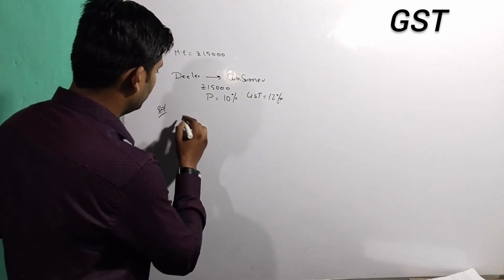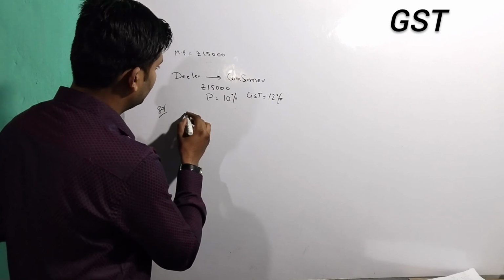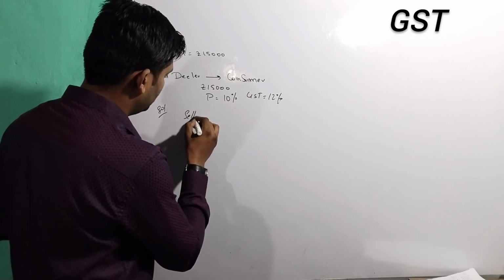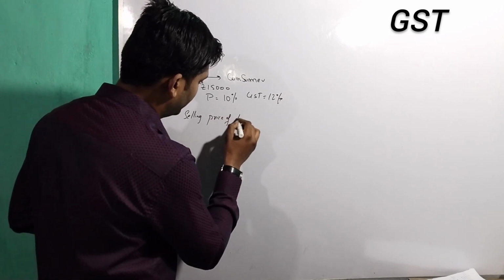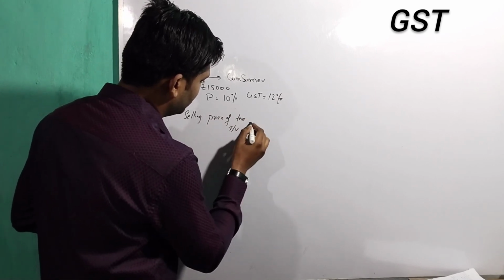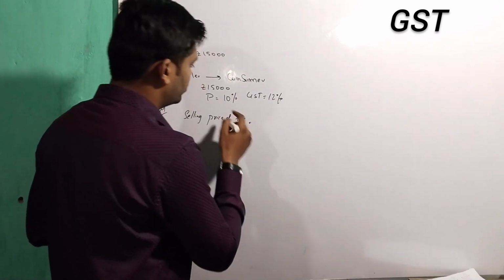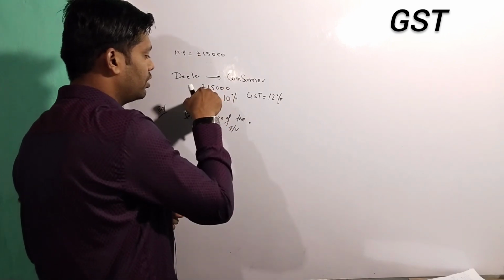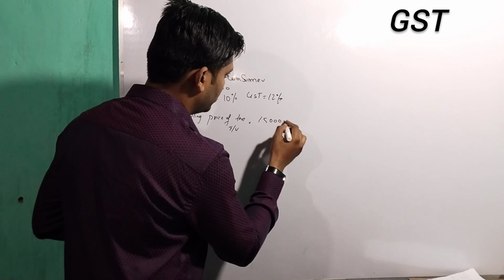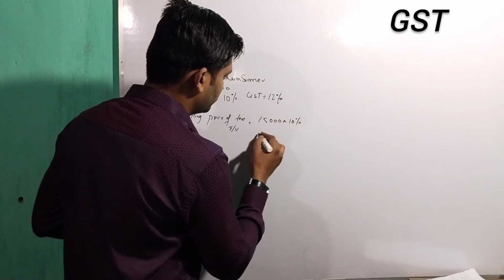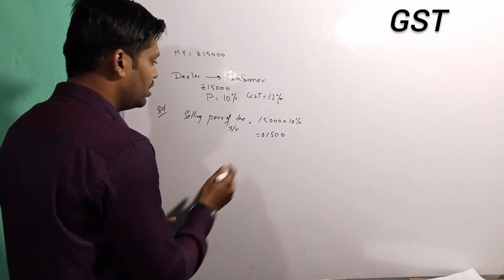So let us see the solution. So selling price of the article, or you can say the TV, to a consumer. He is selling to a consumer at a profit of 10%. So 10% we have to calculate on the list price, mark price. 15,000 into 10%. So it will be 1500 rupees. So this is the profit.